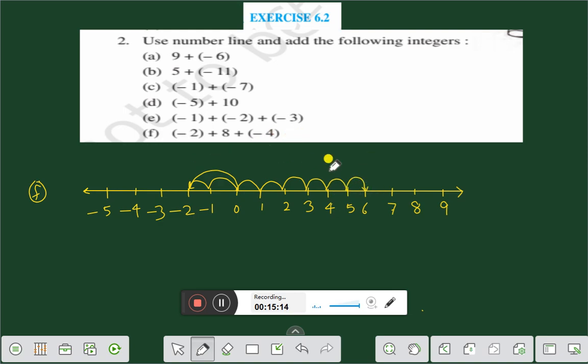Then minus 4 again on the left side, 4 places: 1, 2, 3, 4. That is, we are getting the answer as 2. Therefore, the answer is 2.